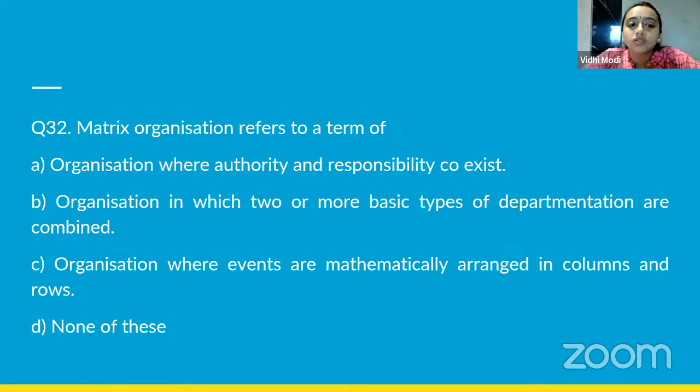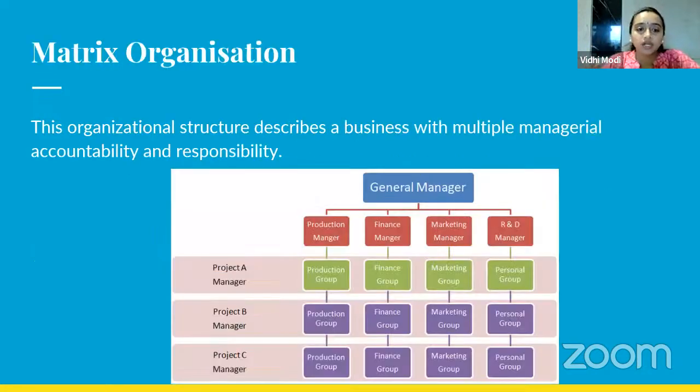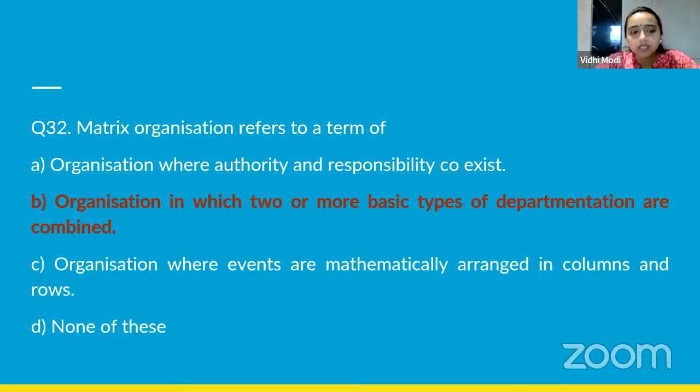Then we have matrix organization. Matrix organization refers to a form of organization where authority and responsibility coexist. Organization in which two or more basic types of departmentation are combined. Organization where events are mathematically arranged in columns and rows, and none of these, right? So matrix organization, this is how it looks. It describes a business with multiple managerial accountability and responsibility, right? And you see how different departments are also interconnected. So therefore, the right answer would be organization in which two or more basic types of departmentation are combined.